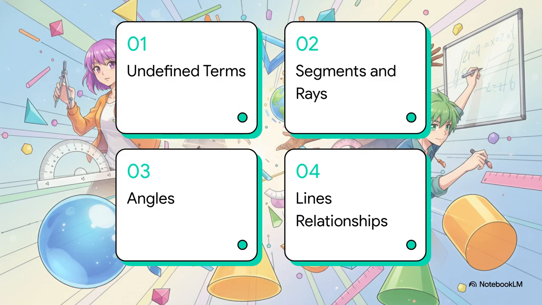All right, here's our review checklist for tonight. Number 1, the 3 undefined terms. Number 2, subsets, segments and rays. Number 3, understanding angles. And number 4, perpendicular and parallel lines.